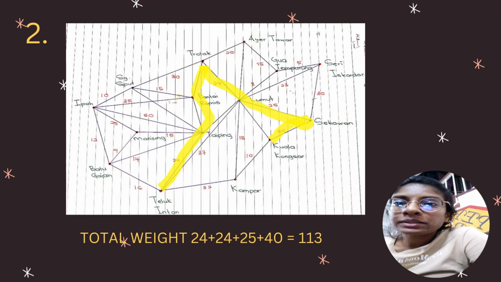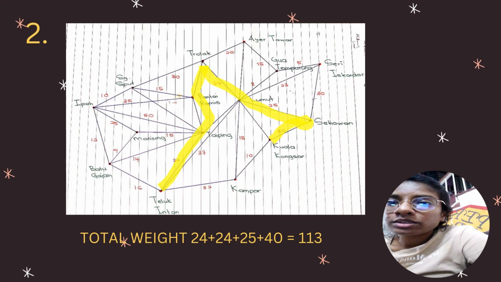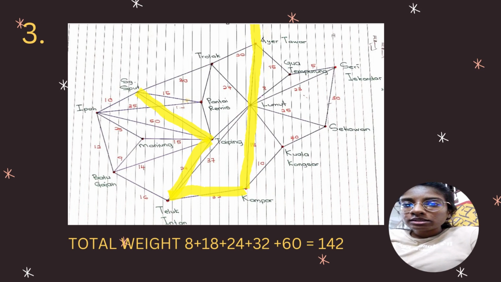So for the next spanning tree, the value is 24 plus 24 plus 25 plus 40. The total is 113. And this is our next spanning tree, which consists of the value 8 plus 18 plus 24 plus 32 plus 60. And the total is 142.